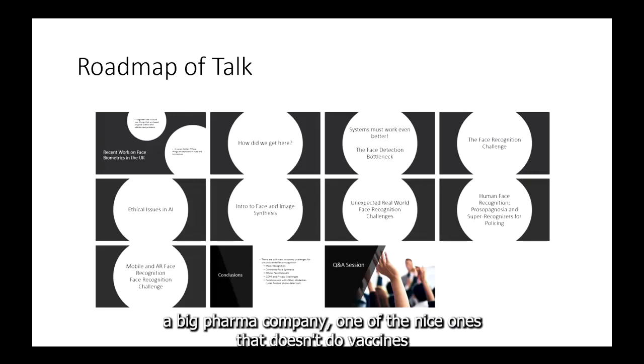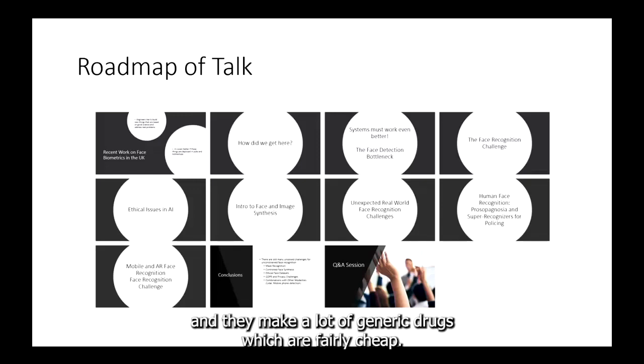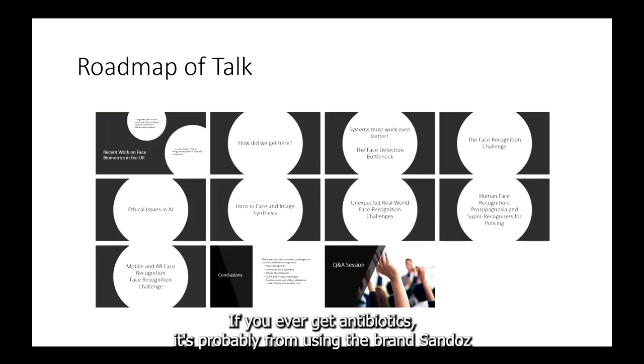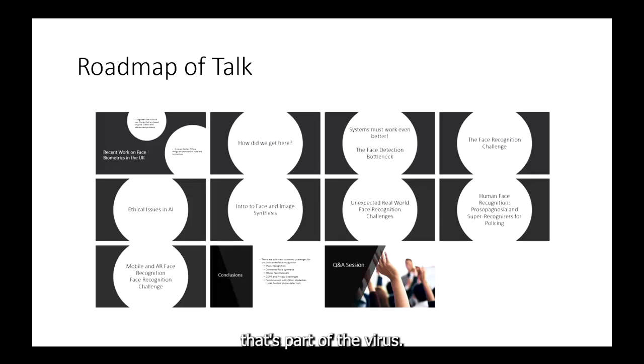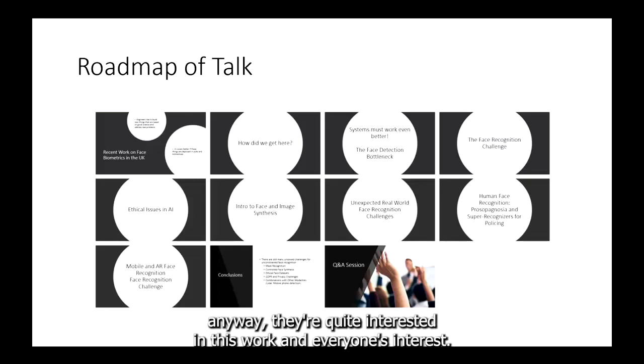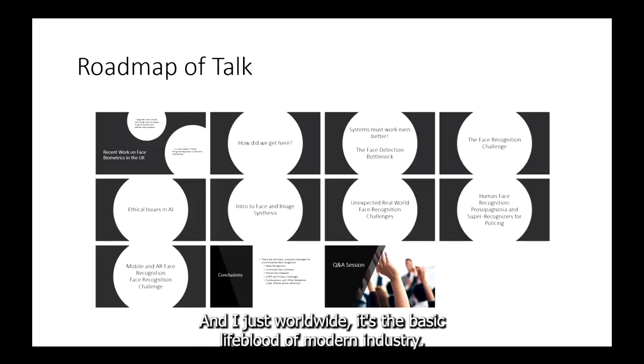Also talking to Novartis, the big pharma company, one of the nice ones that doesn't do vaccines. They make a lot of generic drugs which are fairly cheap. If you ever get antibiotics, you've probably seen the brand Sandoz. That's part of Novartis, so they're the generics you get in all the chemists. Anyway, they're quite interested in this work, and everyone's interested in AI worldwide. It's the basic lifeblood of modern industry.